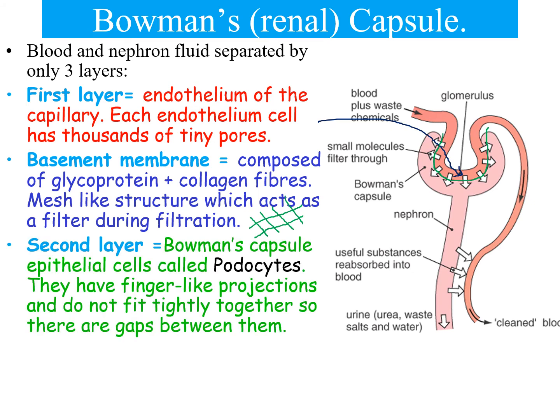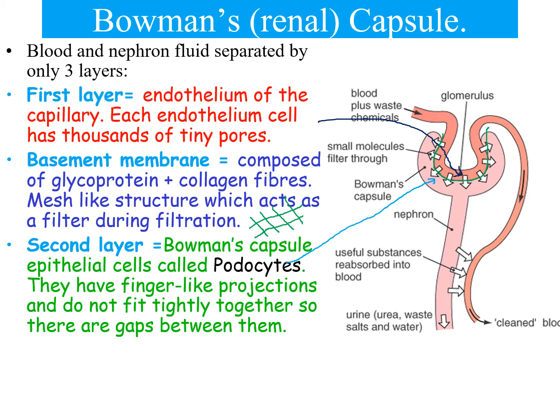And then finally, you get the next layer, which is the Bowman's capsule epithelial cells, and they're called podocytes. Basically these have got finger-like projections, which, if you look at the blue diagram on the previous slide, you can see, but they don't fit tightly together. So they've got little gaps between them, allowing the molecules to go through. You would be expected to be able to describe that in detail.